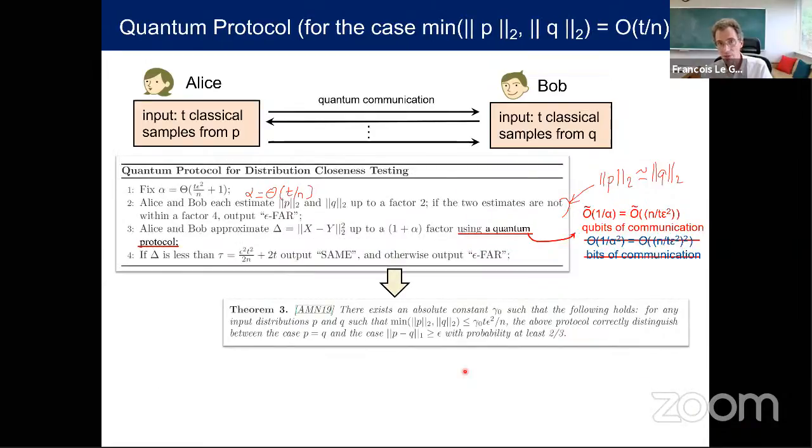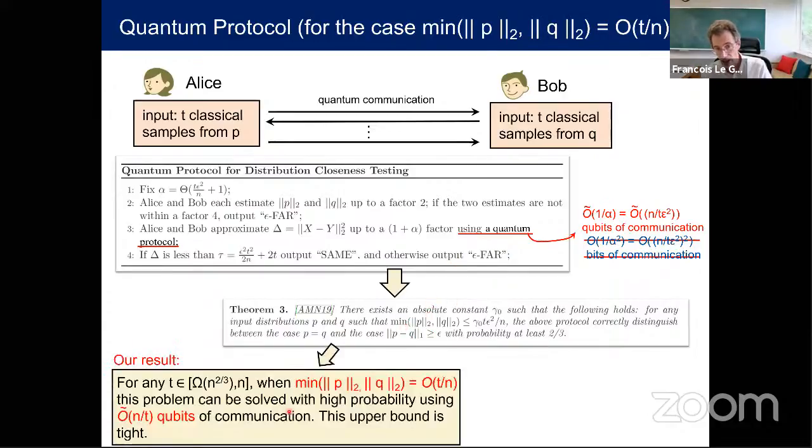The quantum case is actually the same protocol, except that now for computing the approximation of delta, I use a quantum protocol. Classically, the complexity was 1 over alpha squared qubits of communication. With our quantum protocol, it's 1 over alpha qubits. So you obtain a quadratic improvement, and otherwise it's exactly the same, so the theorem is also true.